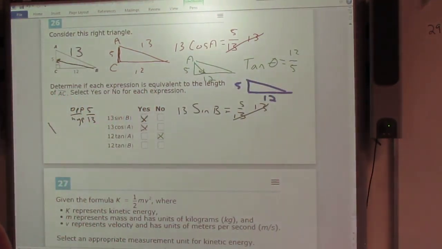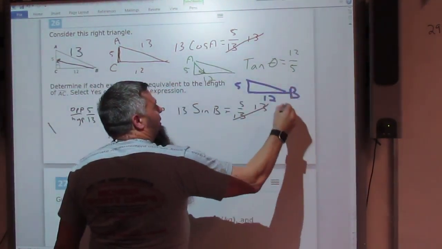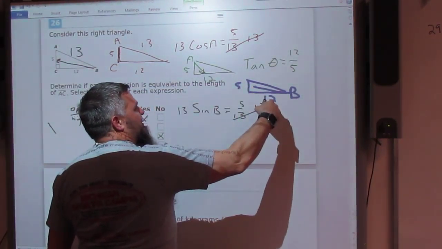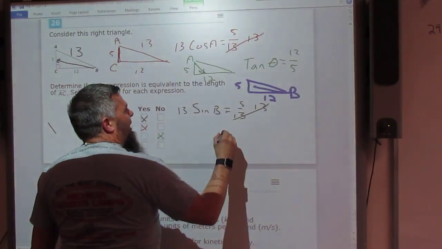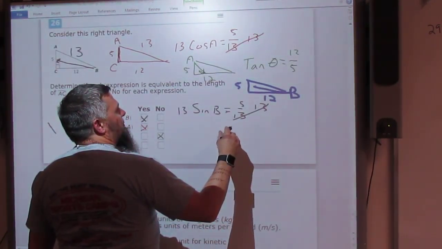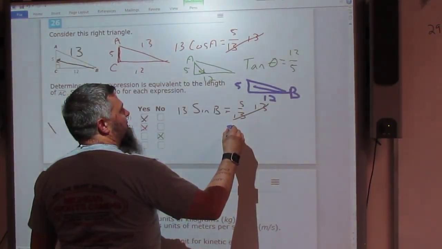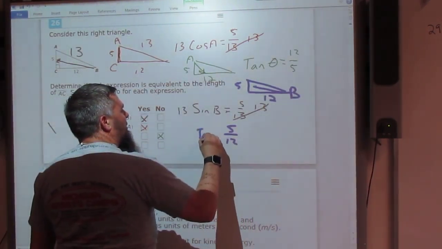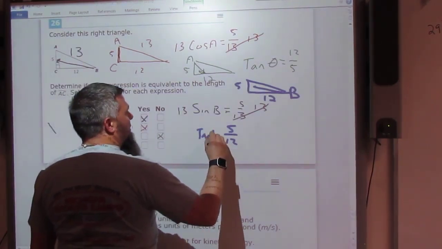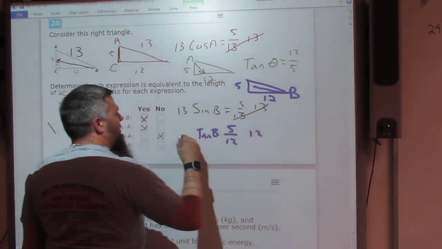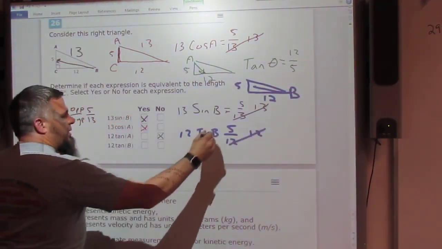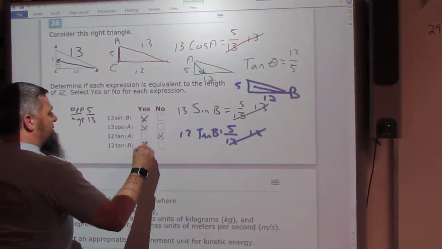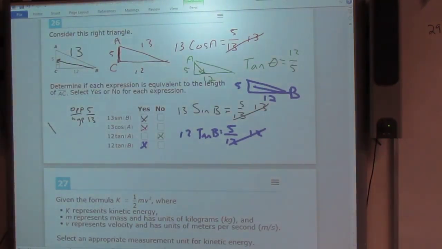So we had the tangent of B. So that's going this way, right? So that's opposite over adjacent. So that would be 5 over 12, right? Which is what we want. Tangent of B. So then we multiply by 12, and we get 12 tangent B is equal to 5, which is AC. So yes. And that's how we would do that problem.